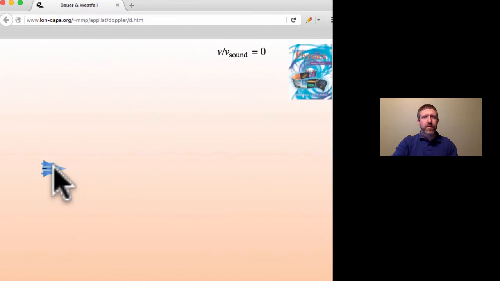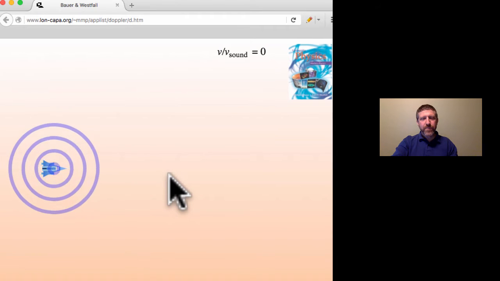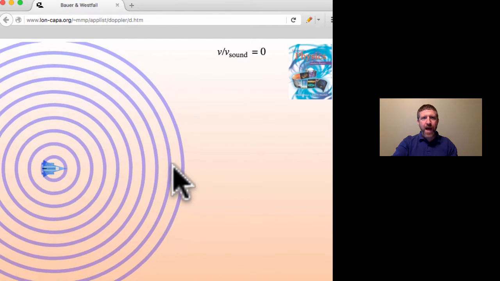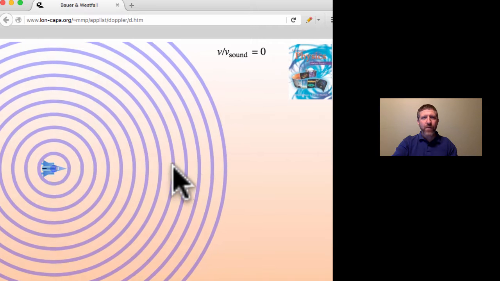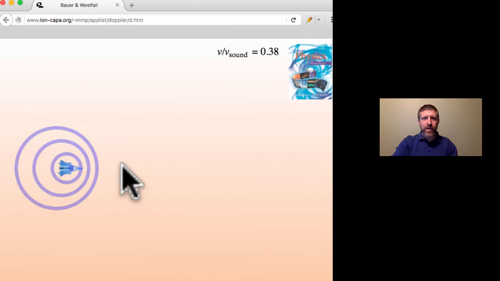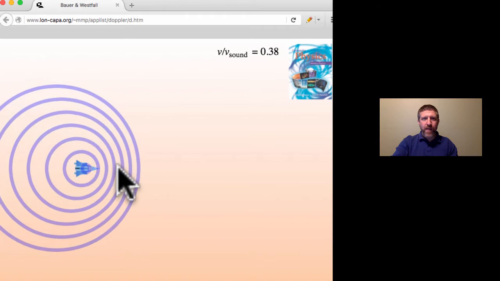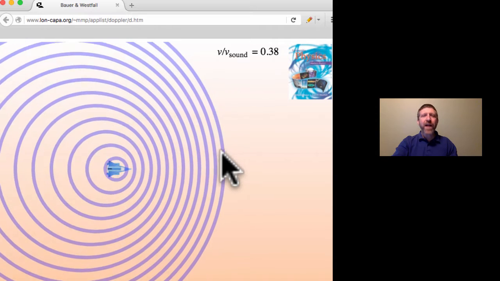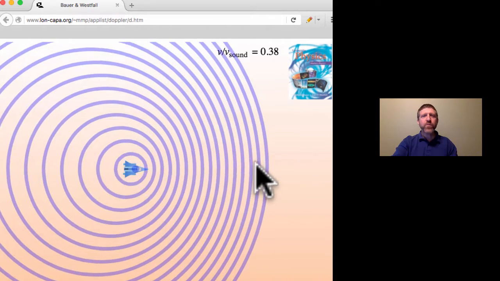When this thing is moving toward us, the frequency is higher. Here's the frequency when it's not moving. Now, now, now. Make it move toward us, and the frequency becomes now, now, now, now. It's a faster frequency. We hear a higher note when the sound source is moving toward us.